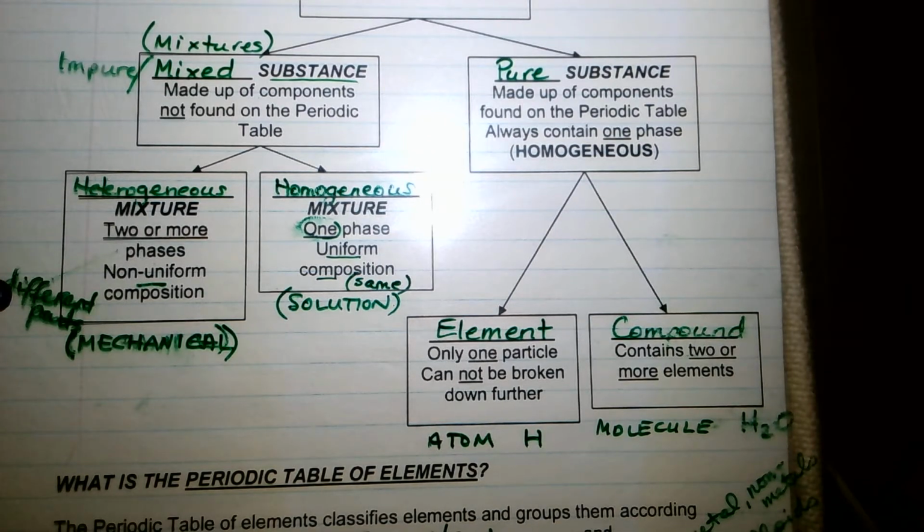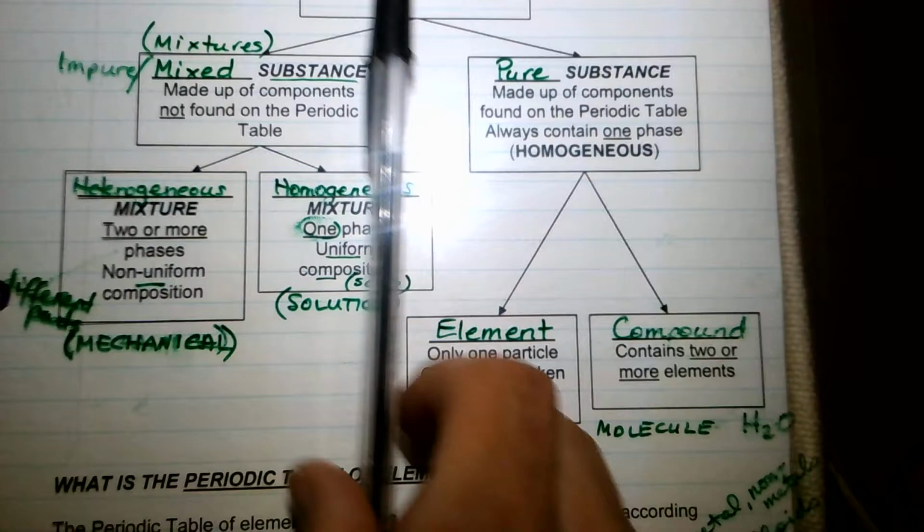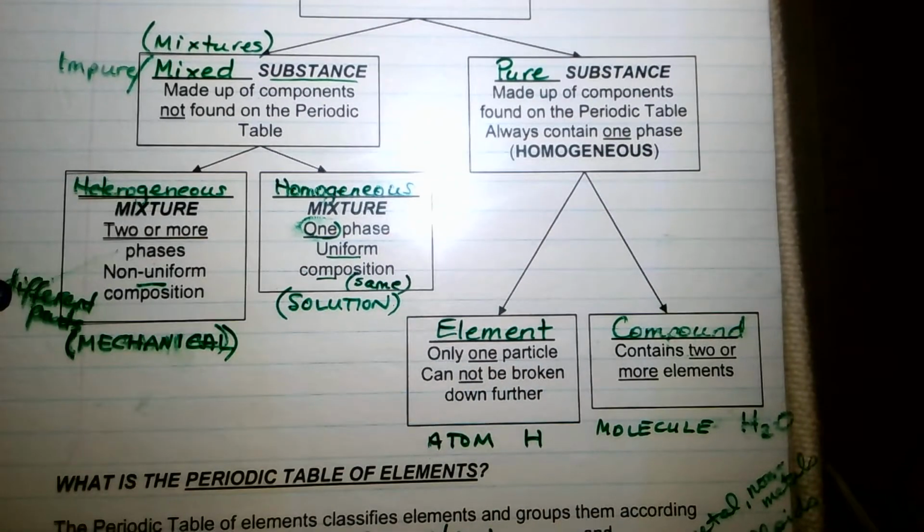So our heterogeneous mixture, okay? So this is two different, that's what hetero means, right? Two or more phases. So your non-uniform composition, right? So you can see the different parts of it, okay? That's your mechanical mixture. So you can see all the different parts. And a big one that they use in grade 9, they'd say like chocolate chip cookies or pizza, like you can see all the different parts of it. That's your heterogeneous mixture, okay? So all to that, the one side is mixtures, okay?